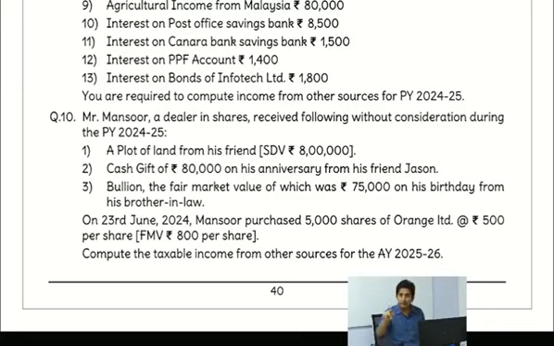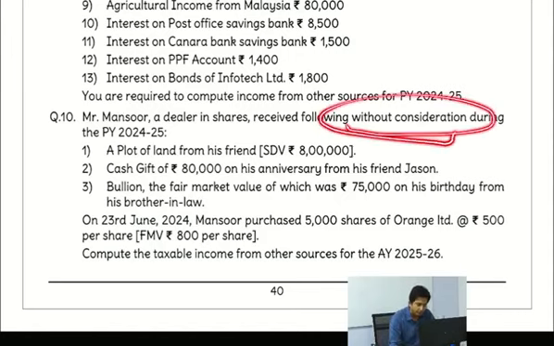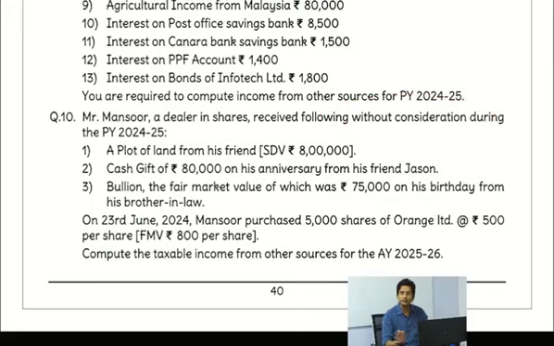So sometimes in the paper they might say, you received something for inadequate consideration. That means it is low price only. But this is inadequate or without consideration. So it is totally free.